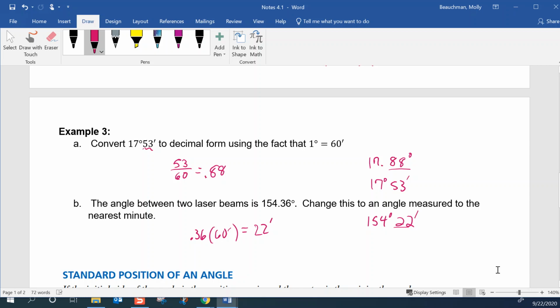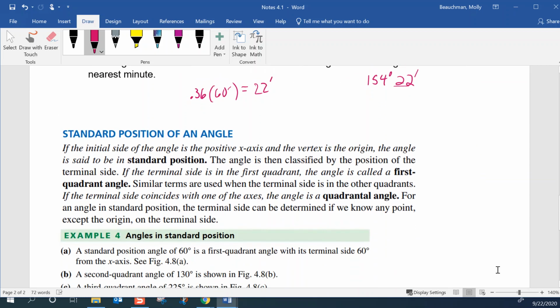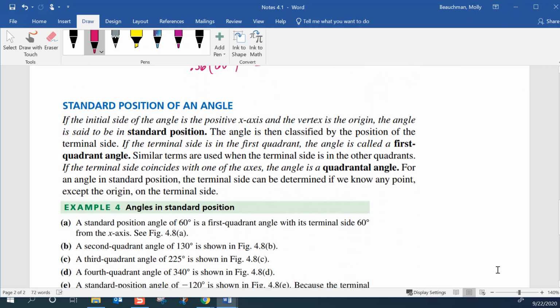All right, last idea in this section is just a definition of what standard position is of an angle. So now we're going to take the angle and put it on the coordinate plane. If we take an angle and put it on the coordinate plane, it's said to be in standard position if the initial side of your angle lines up with the positive x-axis and the vertex of your angle is the origin. Then the angle is in standard position. You can rotate it in the positive direction or in the negative direction. We just want the initial side to be on the positive x-axis.